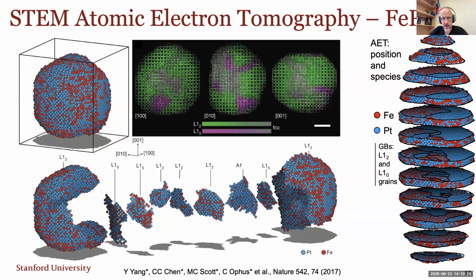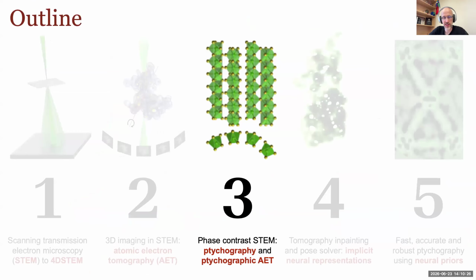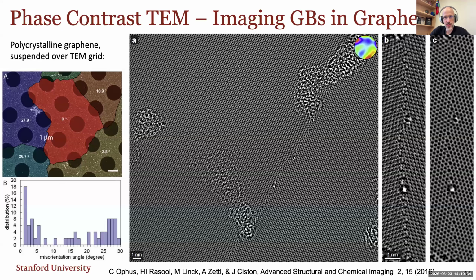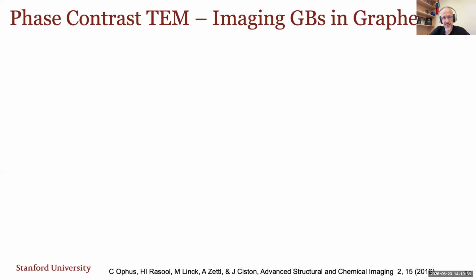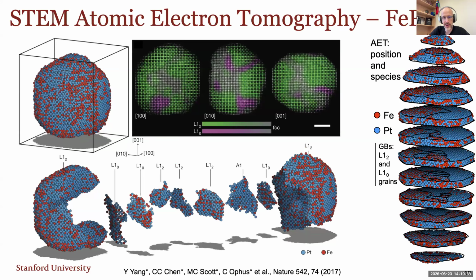Okay, so that's the background on tomography that you'll need for the machine learning sections that we're going to discuss in a bit here. So now, background on phase contrast imaging and ptychography. So why do we do phase contrast imaging? Well, in this previous iron platinum example here, the sample can tolerate a massive electron dose, hundreds of thousands or even millions of electrons per angstrom squared.